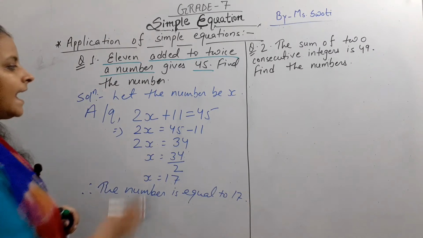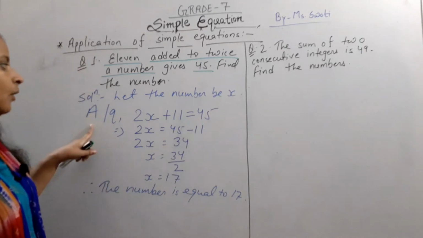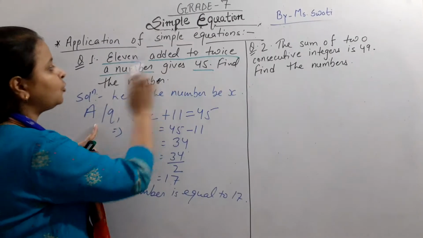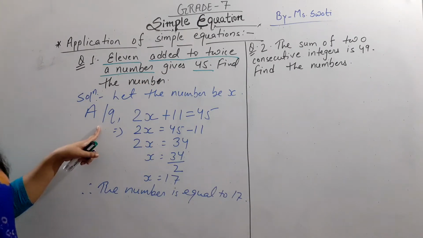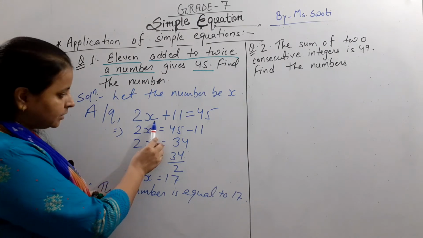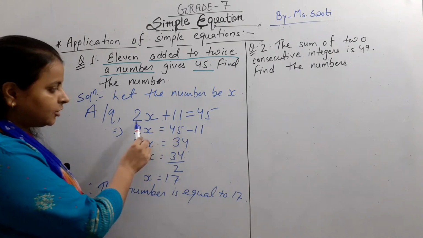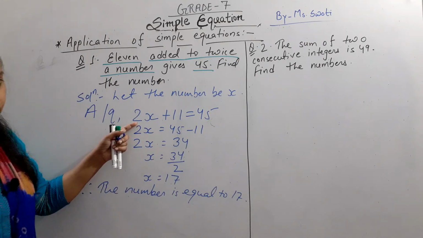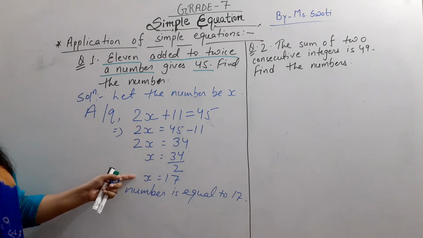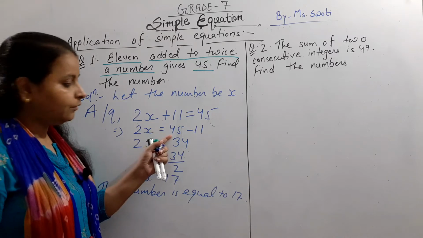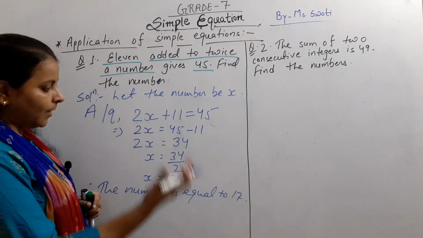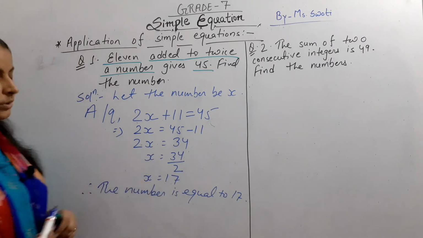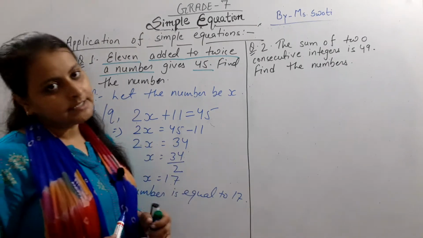What we do here? First, we suppose that the number be x. Now, according to the question, 11 added to twice a number gives 45. So, twice a number, that is 2x plus 11, gives 45. Here we form an equation. Now we solve the equation. First we arrange the constant on one side. So it is 2x is equal to 34 and we get x is equal to 17. So the required number is 17.